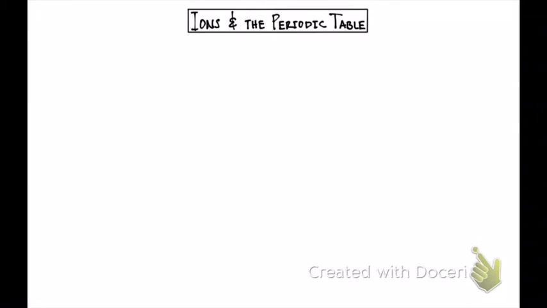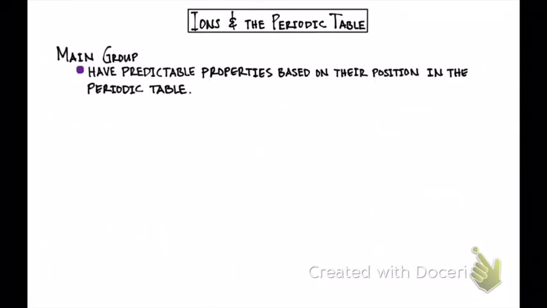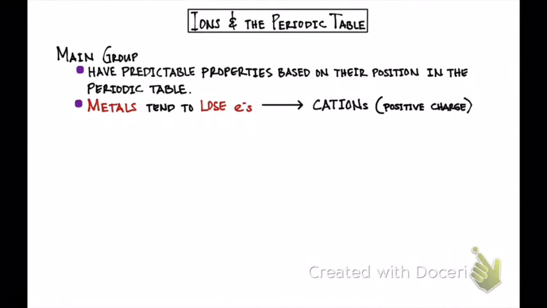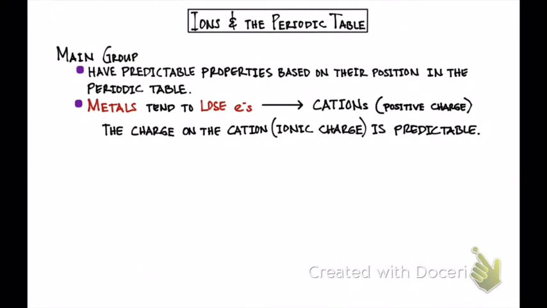So now let's look at ions in a little bit more detail. So previously you learned that the main group elements have predictable properties based on where they are in the periodic table. Unlike the transition metals, they are less predictable. Main group metals tend to lose electrons. And because they are main group metals, we can predict how many electrons these metals can lose. So as a result, metals tend to form cations with a net positive charge. And as I mentioned earlier, the charge on the cation is predictable because we can predict how many electrons the metals will lose. And the charge on any ion is known as the ionic charge.